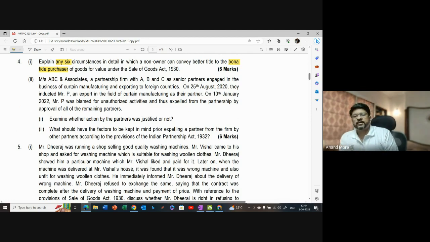So in this type of question, which is a 6-mark question, they have asked 6 different situations. So every situation is going to carry 1 mark. Don't write too lengthy answer. Write a small answer, proper answer.